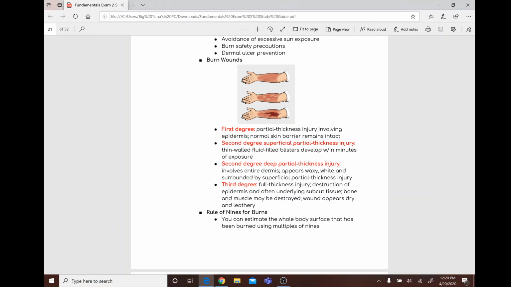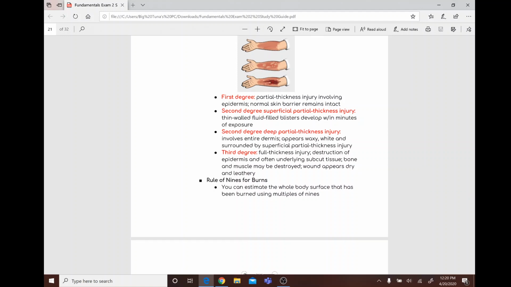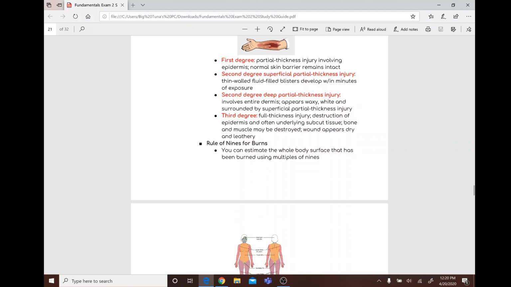What is a third-degree burn? Full thickness injury, destruction of epidermis and often underlying subcutaneous tissue, bone and muscle may be destroyed. Wound appears dry and leathery. Let's talk about the rule of nines.